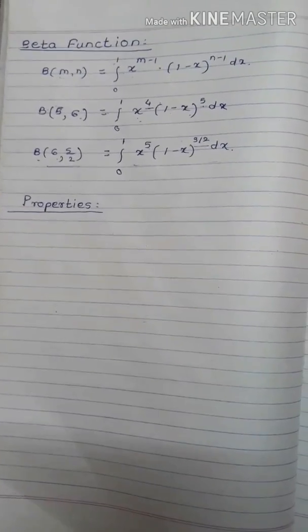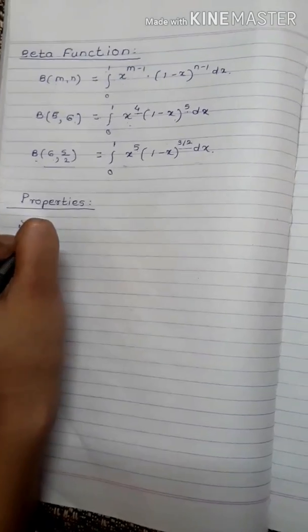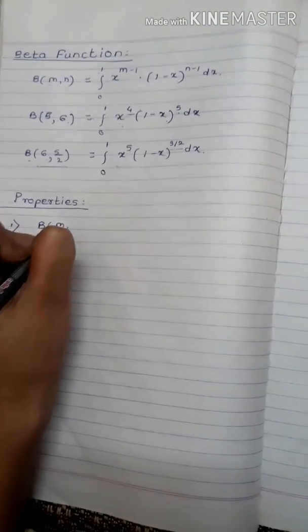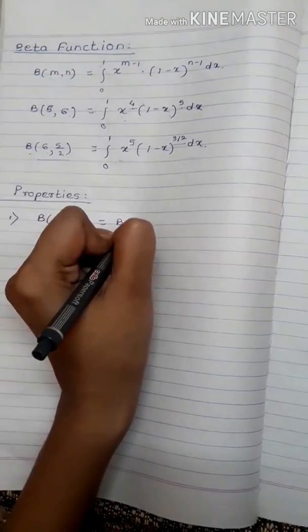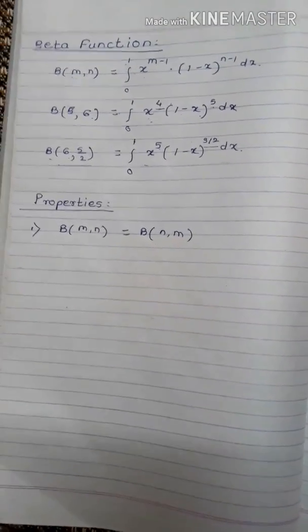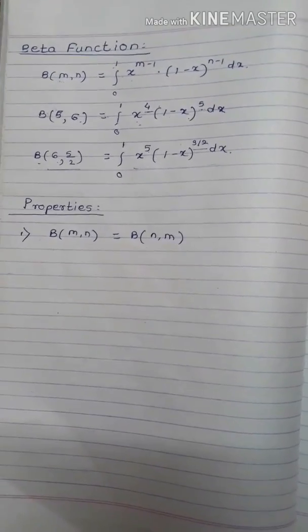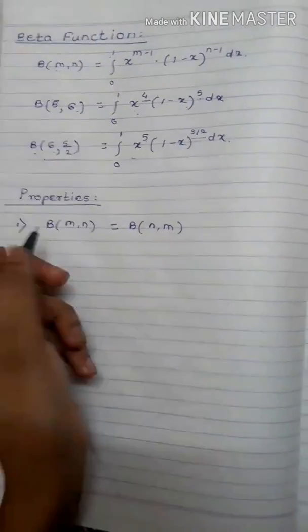Okay, so the first property of beta function is beta of m, n is equal to beta of n comma m. What is the meaning of this? That the beta function is symmetric. Okay, how to prove this?